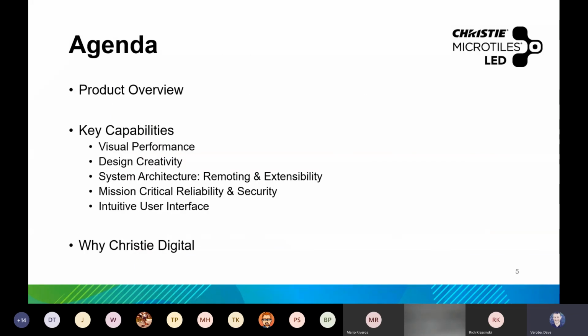Today we'll get into details, but before we get into details, I'll talk a little bit about the overview of the product for those of you who may be fairly new to it. Ted's going to get into the key capabilities around visual performance, design creativity, system architecture, and he'll talk about mission critical features of the product, as well as the intuitive user interface. Then we'll close off briefly with a summary of Christie's LED value prop and lineup, and open it up to questions for you. And feel free to drop questions in the queue along the way, and we will address them at the end.